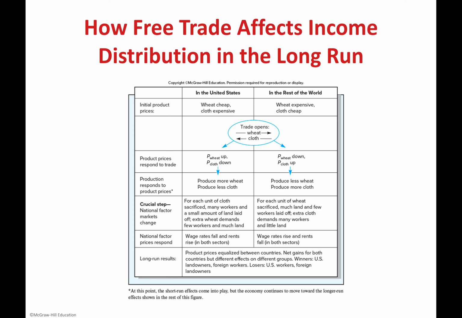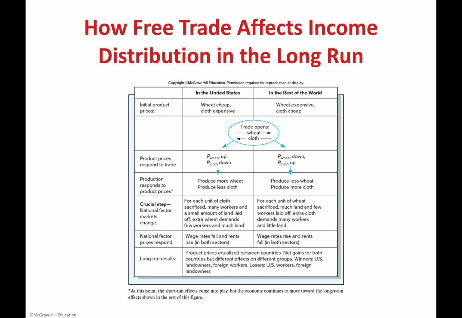And how does the US and the rest of the world respond to the trade opening up? Well, as we saw before, the US specializes in the good in which it has a comparative advantage, which is wheat. So the US produces more wheat and produces less cloth, and the rest of the world produces more cloth and less wheat. The crucial step in the Heckscher-Ohlin model is this next step.